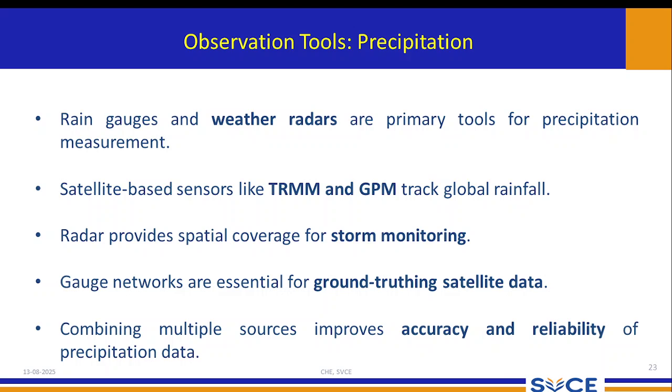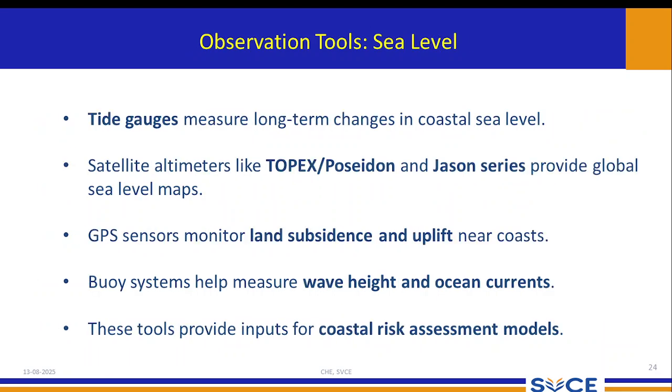Radar provides spatial coverage for storm monitoring. Gauge networks are essential for ground truthing satellite data. Combining multiple sources improves accuracy and reliability of the precipitation data. So you don't observe with one tool and then try to find it out. You just use different tools and then try to see how it improves the accuracy. Okay, so that's what they mean.